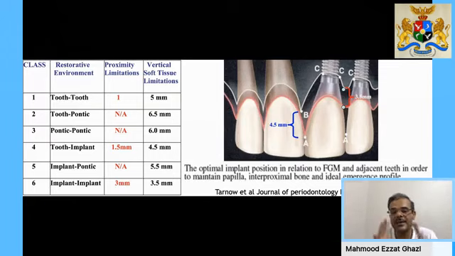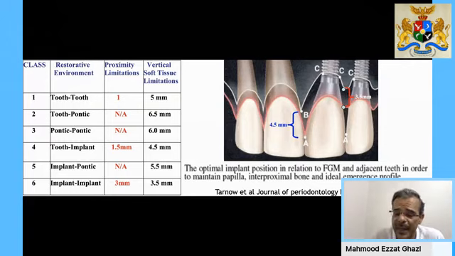So I have always that in mind. If I have two implants adjacent to each other, the probability of regenerating the papilla is much less than if I have an implant to pontic or a tooth-to-tooth relation. So this we always have to keep in mind.